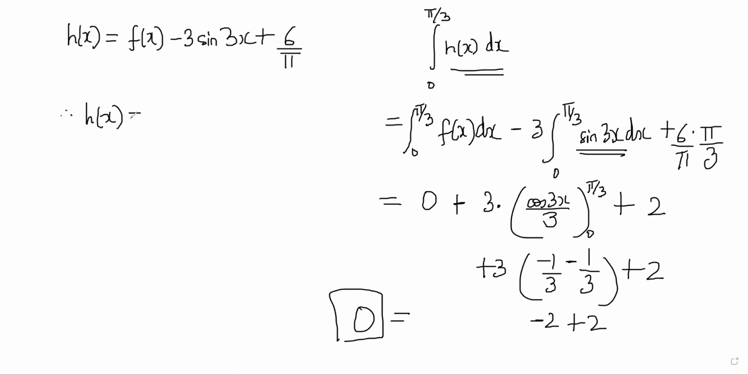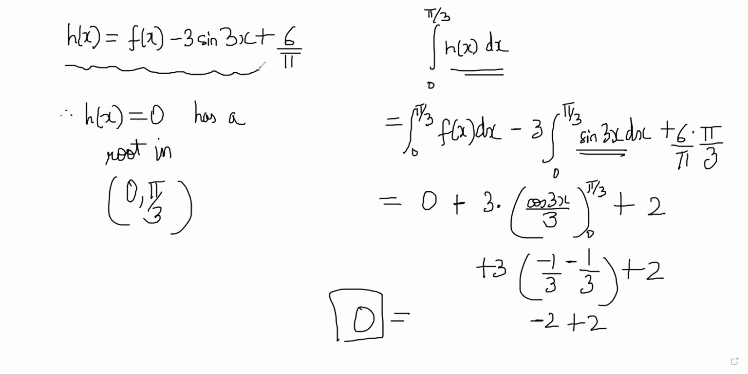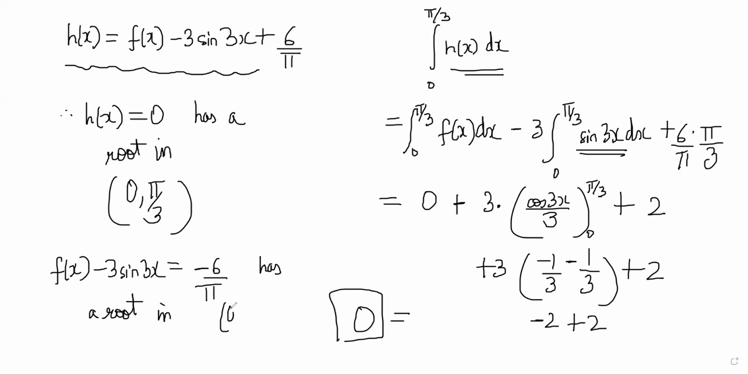Therefore, hx is equal to 0 has a root in 0 to pi by 3. Because the hx graph area under the curve is equal to 0, it must cross the x-axis at least once, which means hx is equal to 0 has a root, and therefore fx minus 3 sine 3x is equal to minus 6 over pi has at least one root in the interval 0 to pi by 3. Okay, so we have gotten the first two options.